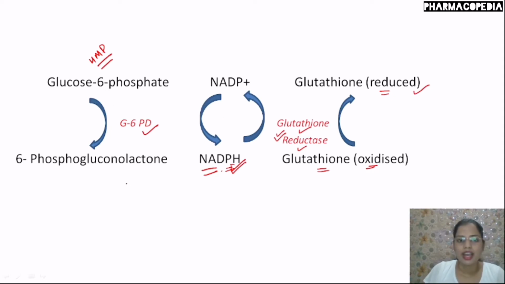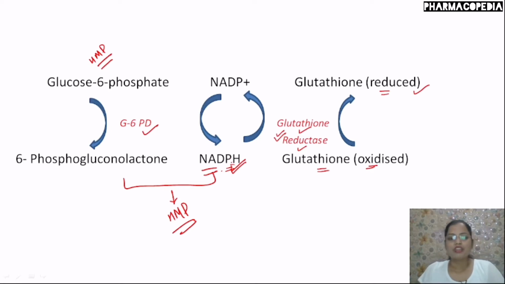This process is related to the HMP shunt. What was happening in the HMP shunt? In the first step, NADPH was produced in the presence of the enzyme G6PD. But this NADPH gets used up when glutathione, which is in the oxidized state, gets converted into the reduced state in the presence of the enzyme glutathione reductase. I hope it is clear.